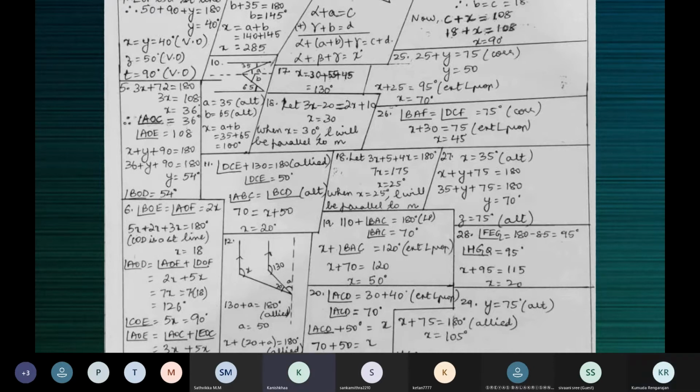Ma'am, actually, I made a mistake. I thought that 130 plus 50. Ma'am, actually, I didn't remember it was allied angles. I did it like it was alternate interior angles, then I wrote it as 130, ma'am. That's where I got confused. Only after telling you, I realized that I have made that mistake. Okay, I understand why you got minus 60.